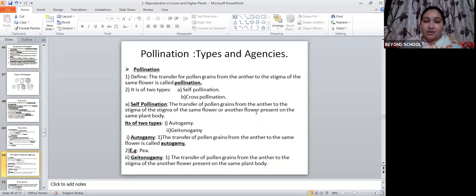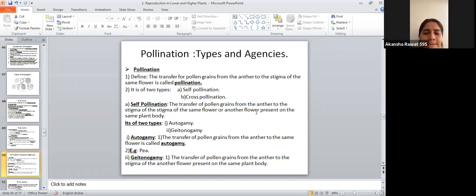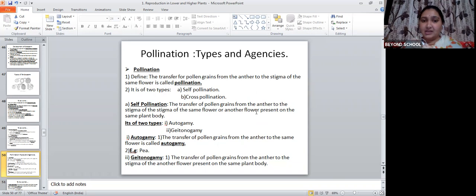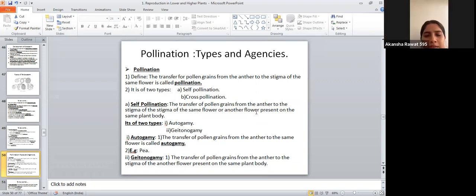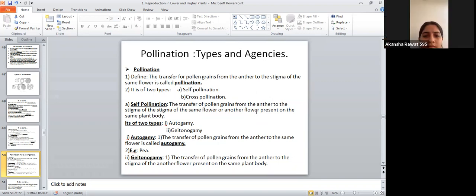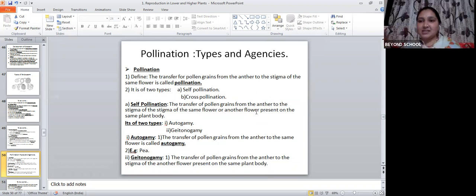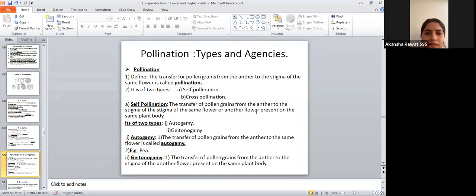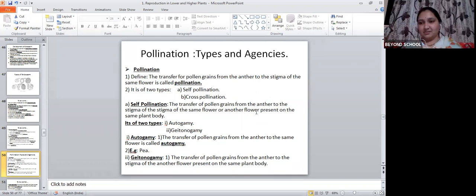Now this self pollination is of two types. First one is autogamy, second one is geitonogamy. Autogamy means what? Transfer of pollen grain from anther to the stigma of the same flower. On one flower there are many anthers and many stigmas, and the pollination will happen right there. It is called autogamy.